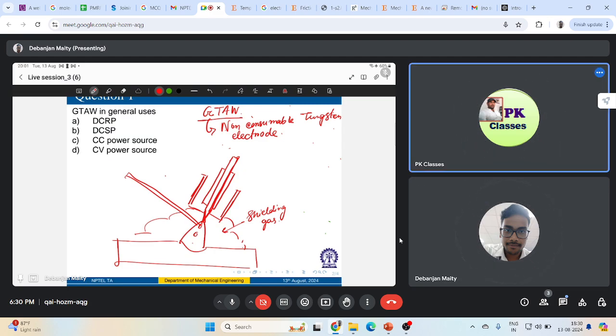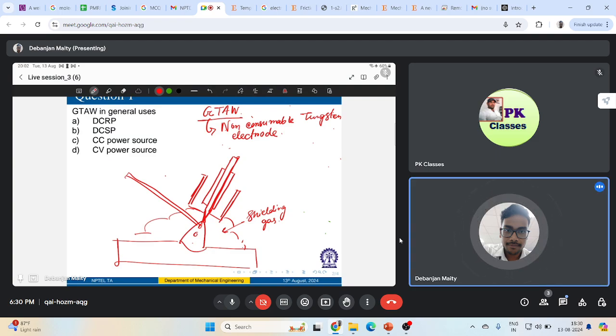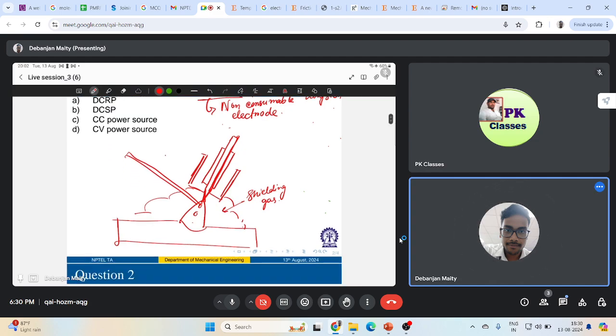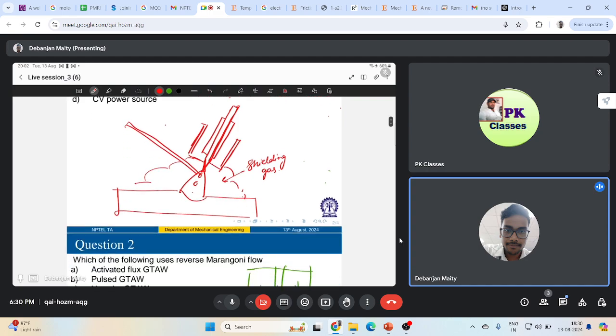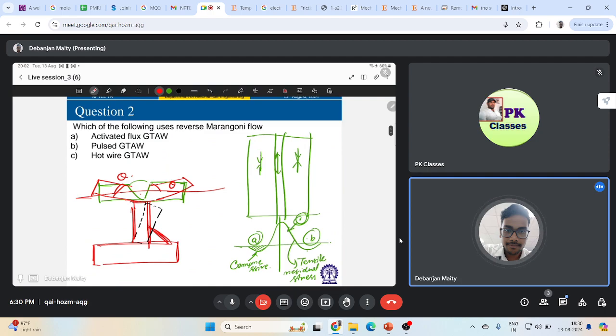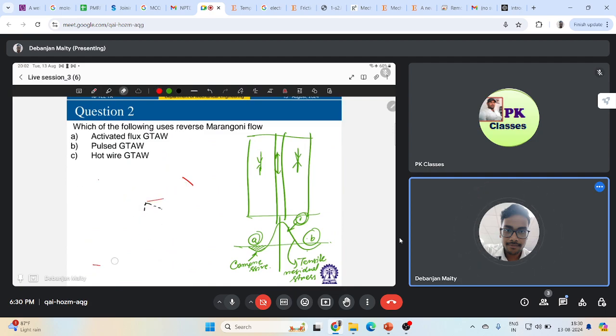Okay, thank you. So what I was talking about, the tungsten electrode is usually in contact with some water-cooled copper tube, which is connected to a welding cable from the terminal. So basically, it looks something like this. Let me draw.